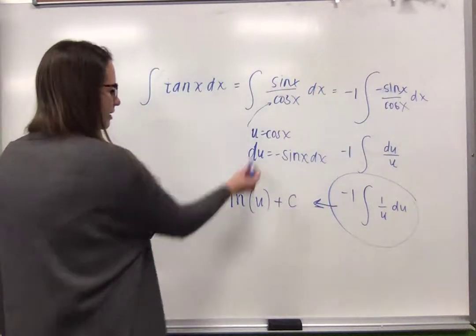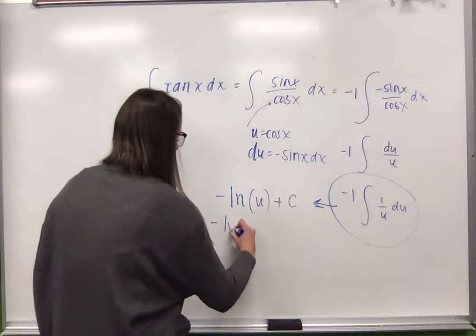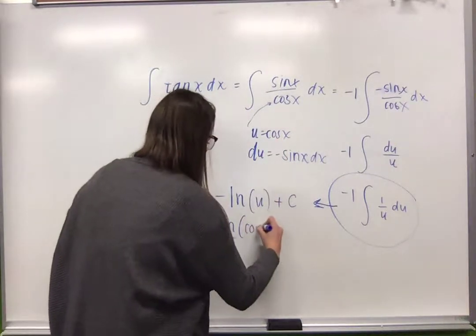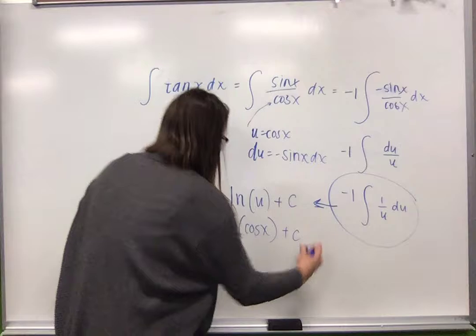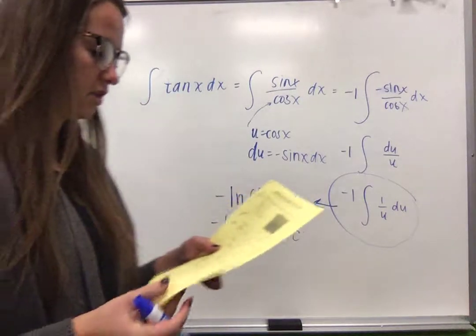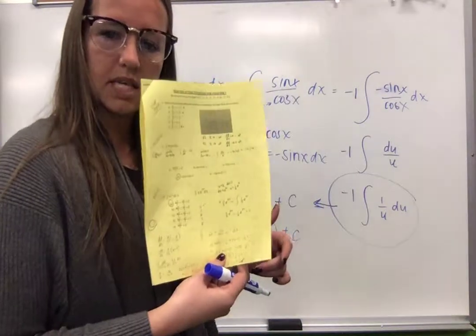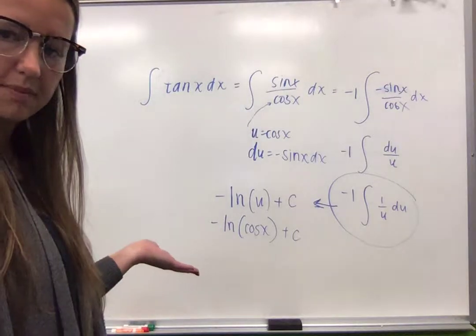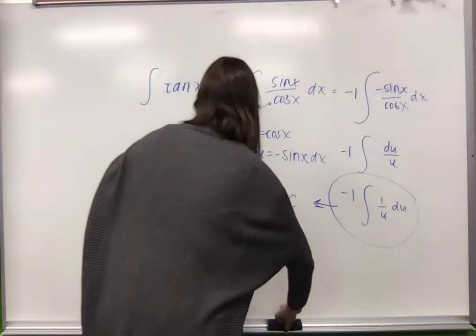We're almost done. Finally, got to plug that u back in once you're done. So I'm going to do negative ln, and then u was cosine x, and then plus c. So if you look on number 2, it's d. Cool? Easy, hopefully. All right, that was u substitution.